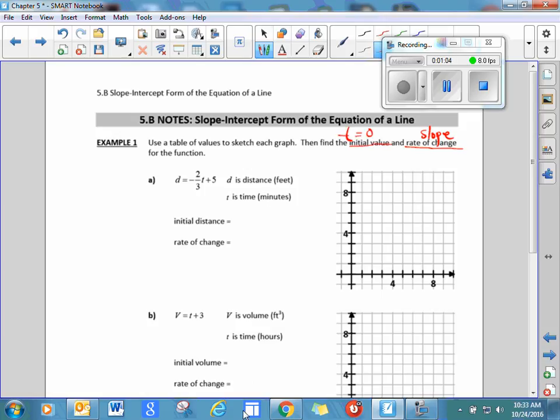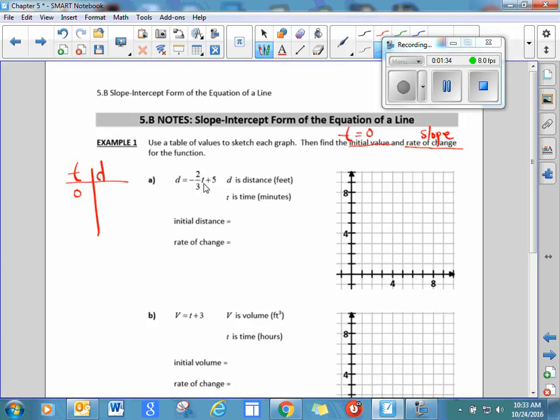So we've got three different functions down here, but they all have to do with time, and time is going to be the independent variable. So we're going to make a little t-chart, and in this case, the distance is a function of time. So time is our independent, distance is our dependent, and I almost always start at 0 because our initial value is when the time is 0. So that's going to be my starting spot.